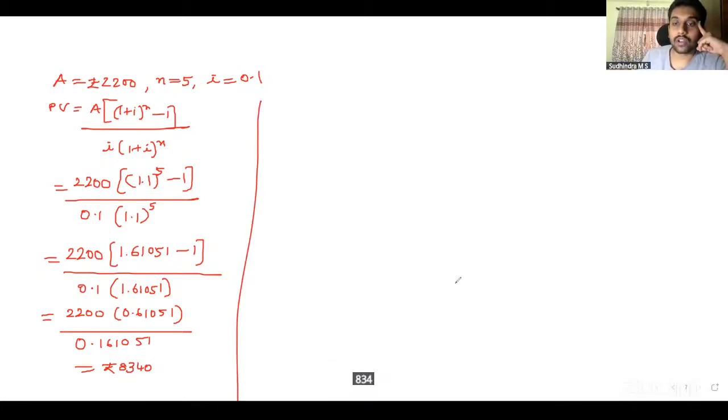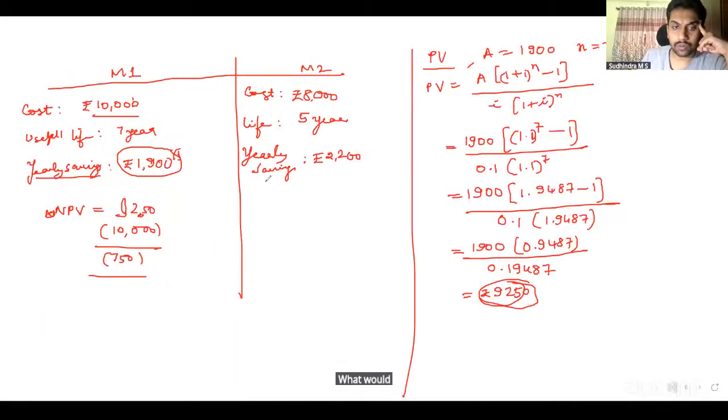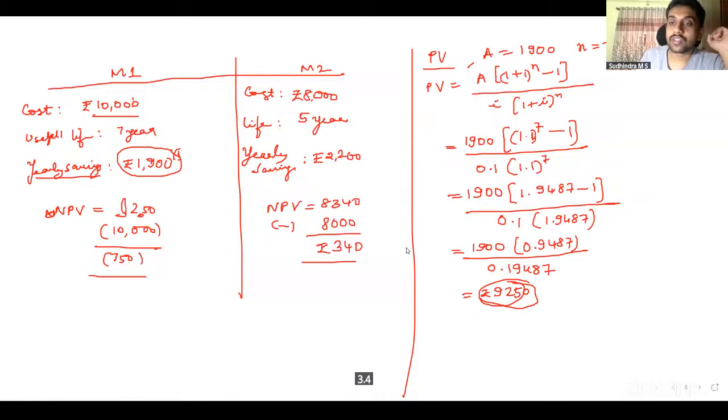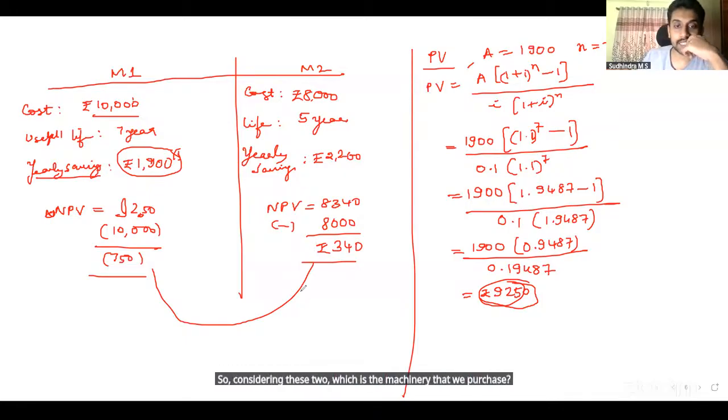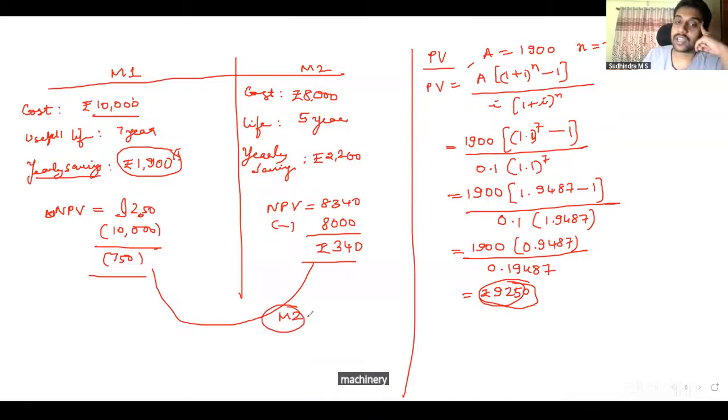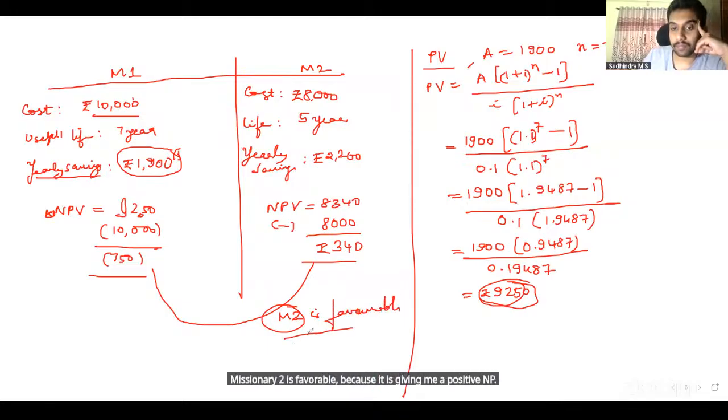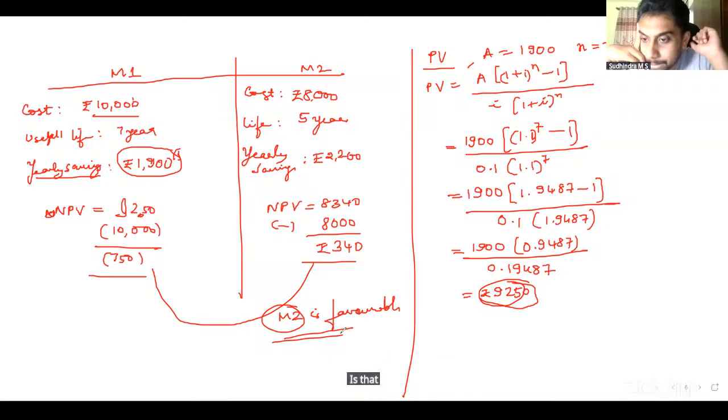Whereas, what would be the net present value? 8,340 minus 8,000. 340 rupees, positive. So considering these two, which is the machinery that we purchase? Machinery 2. Machinery 2 is favorable because it is giving me a positive NPV. Is that clear? Yes, that's how we need to answer. Okay. You can write this down.